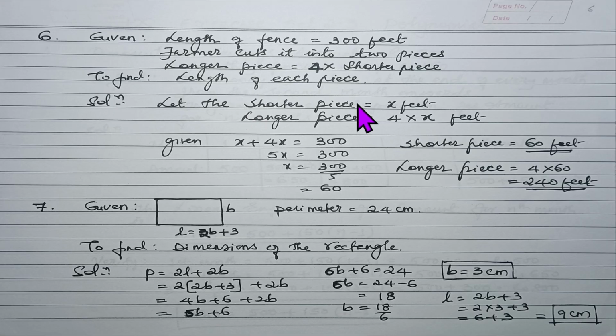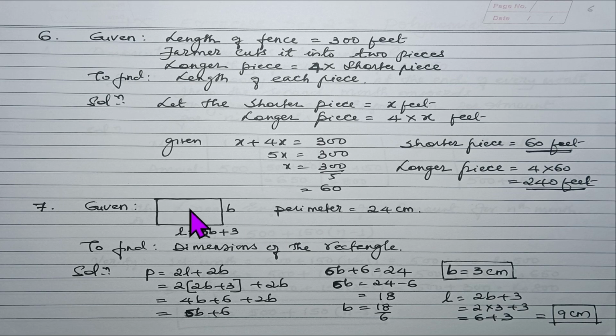So now let us assume that the shorter piece is x feet, then the longer piece will be definitely 4 times x feet. Now we have to find the length of each piece. So let us add these 2 pieces. When I add both the pieces, the shorter piece of x feet and the longer piece of 4x feet, we get x plus 4x is equal to the total length, that is 300 feet, and we simplify, we get x is equal to 60. Therefore the shorter piece is definitely 60 feet and the longer piece will be 4 times 60 feet, that is 240 feet. Now remember that.